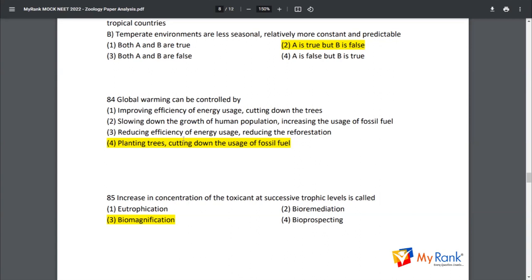Option 3, reducing the efficiency of energy usage and reducing reforestation. Reforestation means regrowing the forest, increasing the forest land. Reducing the forest land or reducing reforestation is also not going to help us with global warming. Now, option 4, planting trees and cutting down the usage of fossil fuels. This is the correct option. Planting more trees and dropping the usage of fossil fuels will relatively reduce the levels of carbon dioxide in the environment, thus helping us reduce global warming. So option 4 is the correct answer.